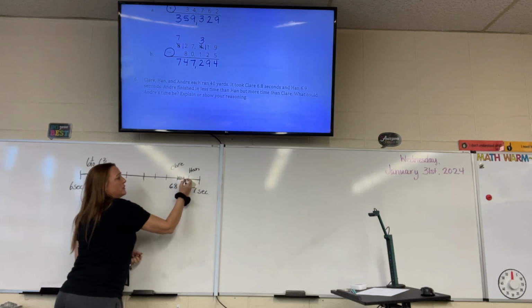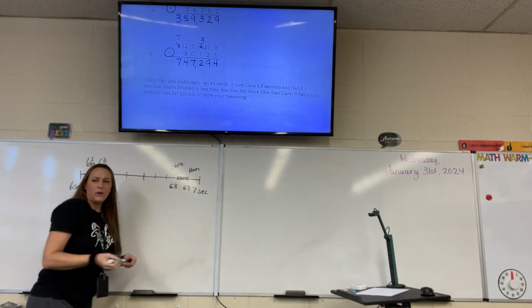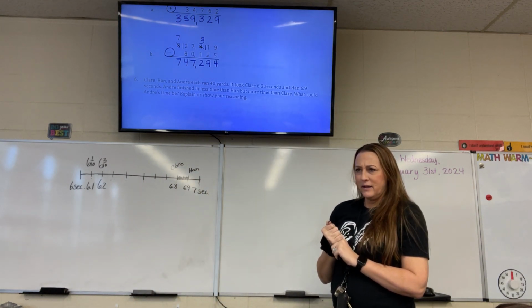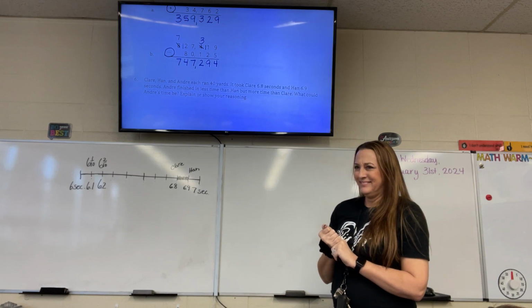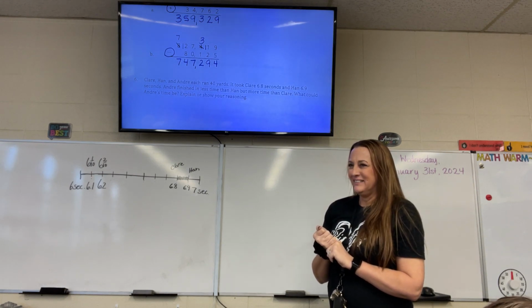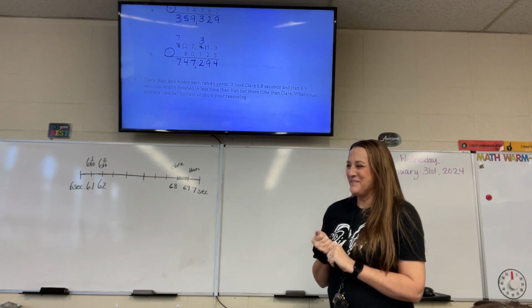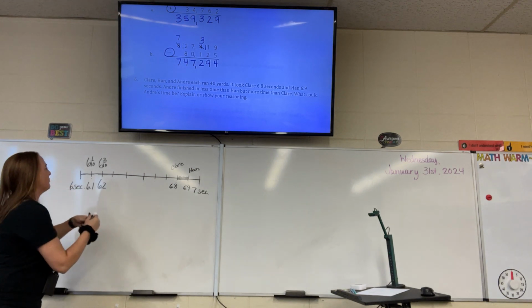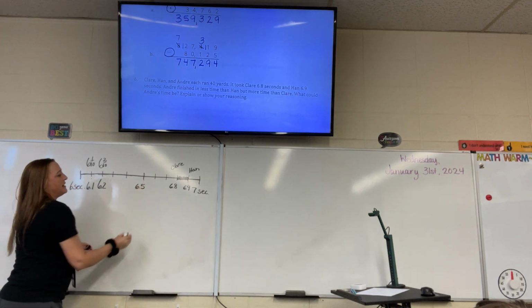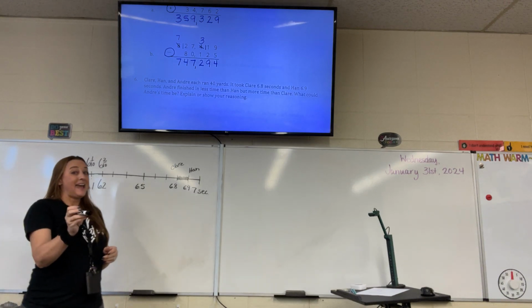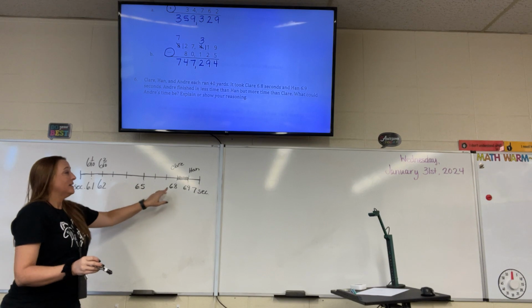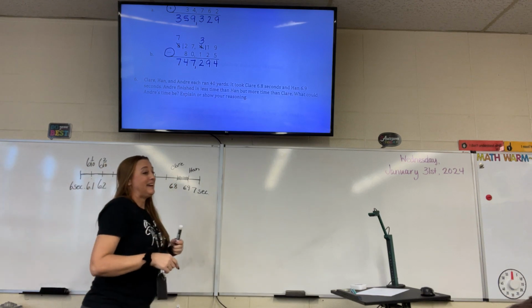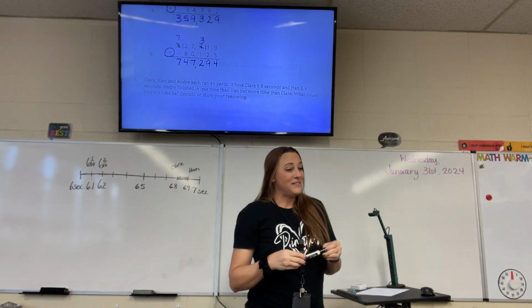Andre's score was somewhere in here. What could Andre's score have been? Kenley? 6 and 5 tenths. No. Emily? 6 and 5 tenths. 5 tenths is over here, remember? 6 and 5 tenths is over here. So that would be 6 and a half, but that isn't between them, so 6 and a half wouldn't work. You know it's the halfway point between these two, right? But what would it be? Zeke, what do you think?